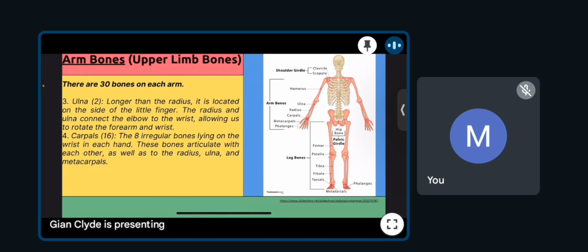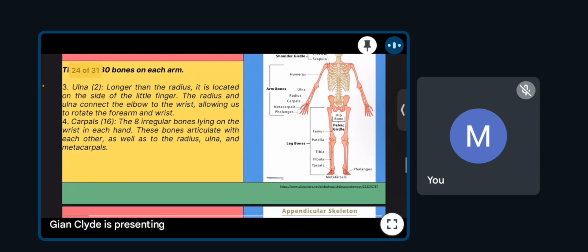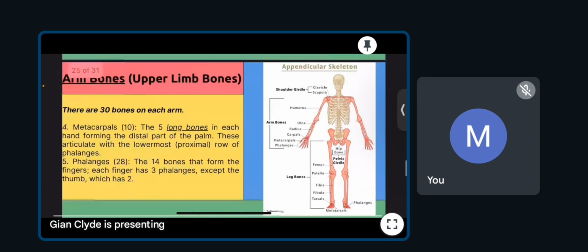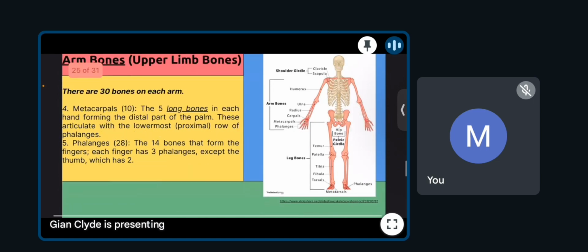Next is the carpals. We have 16 carpals, the 8 irregular bones lying on the wrist in each hand. These bones articulate with each other as well as the radius, ulna, and the metacarpals. Next is the metacarpals. We have 10 metacarpals, the 5 long bones in each hand, forming the distal parts of the palm. These articulate with the lowermost row of the phalanges.